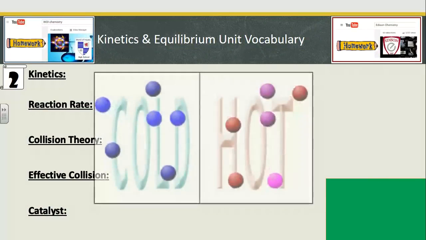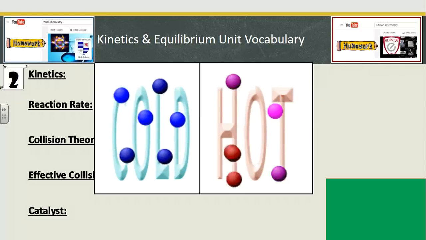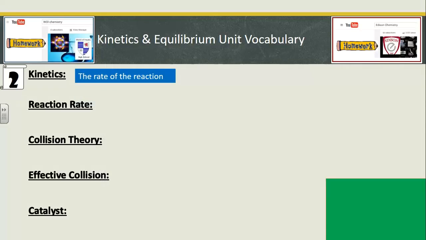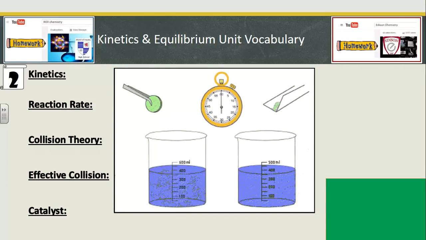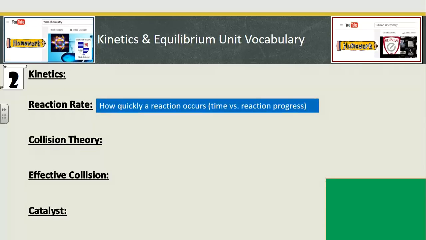Kinetics. Well, what the heck is kinetics? Kinetics is motion and energy. There's cold and there's hot. Kinetics focuses on the rates of reaction. Cold things react slower because the motion of the particles is very low and doesn't have much energy. Hot things react quicker because the motion of the atoms is higher and it has plenty of energy to cause a reaction. Reaction rate. Rates are times. We use stopwatches to measure rates. We see how quickly something occurs, and time versus reaction progress is typically the way we represent this.